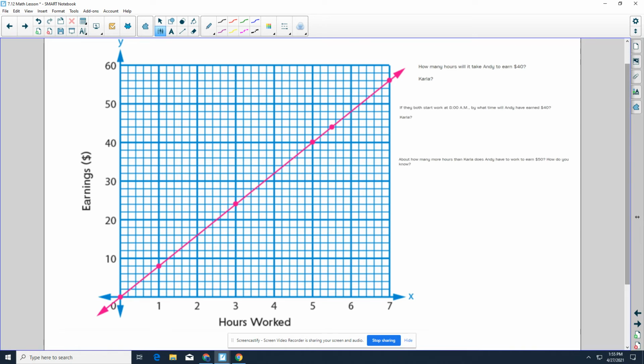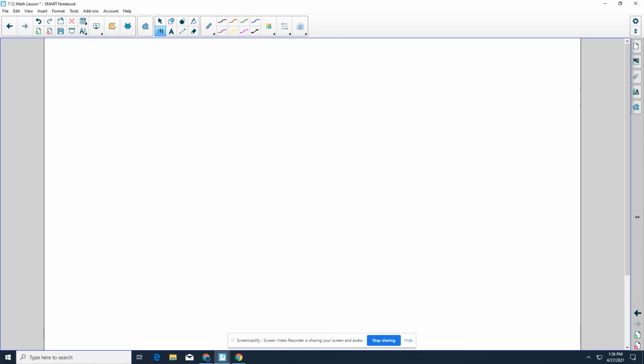Okay, so you would just want to do this work on your marker board or paper at home. Take a picture of that and then just send it to your teacher. All right, that is the end of this lesson.